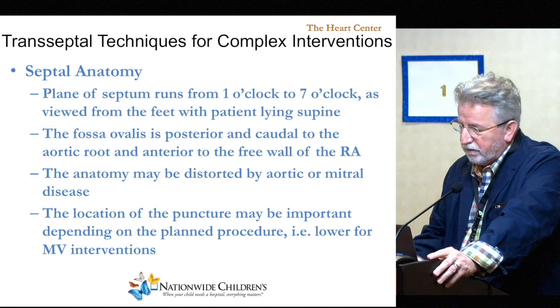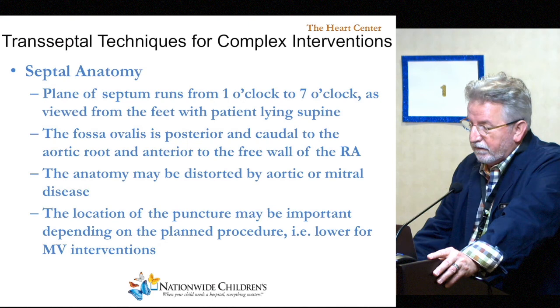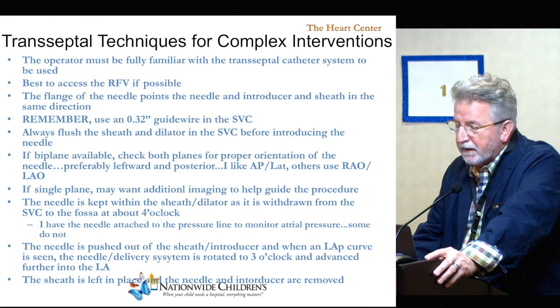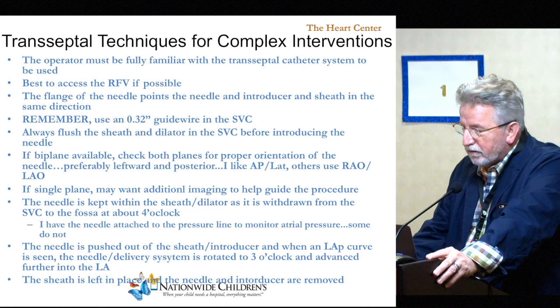The fossa ovalis is posterior and caudal to the aortic root and anterior free wall of the right atrium. The anatomy can be distorted if you have aortic or mitral valve disease, and the location of the puncture may be important depending on what you want to do. For instance, if you're doing a lot of mitral valve interventions, you want it at a specific spot in the left atrium. You've got to be very familiar with the transseptal catheter system. There are different ones. Again, if you can, use the right femoral vein because it's easier than the left femoral vein, because you're crossing over to the IVC. It's a different direction coming into the atrial septum.